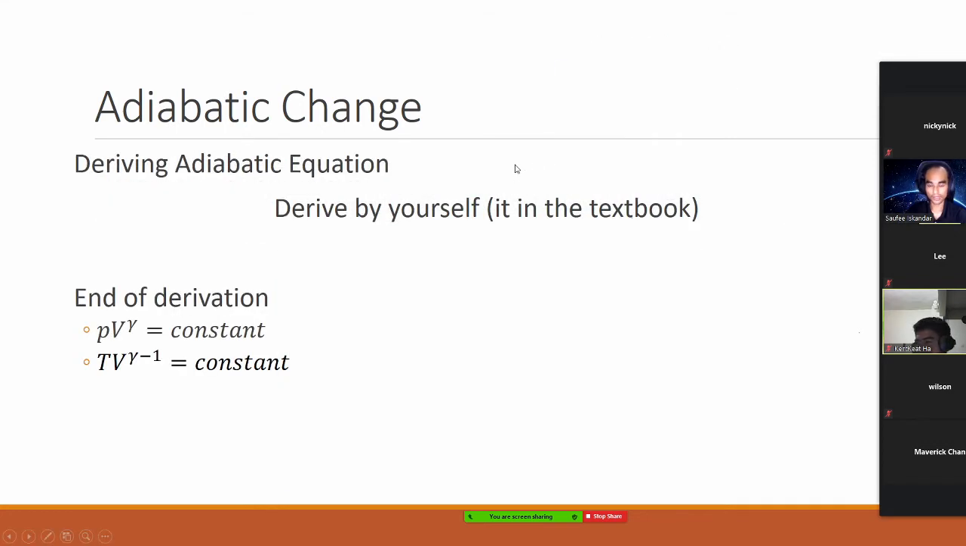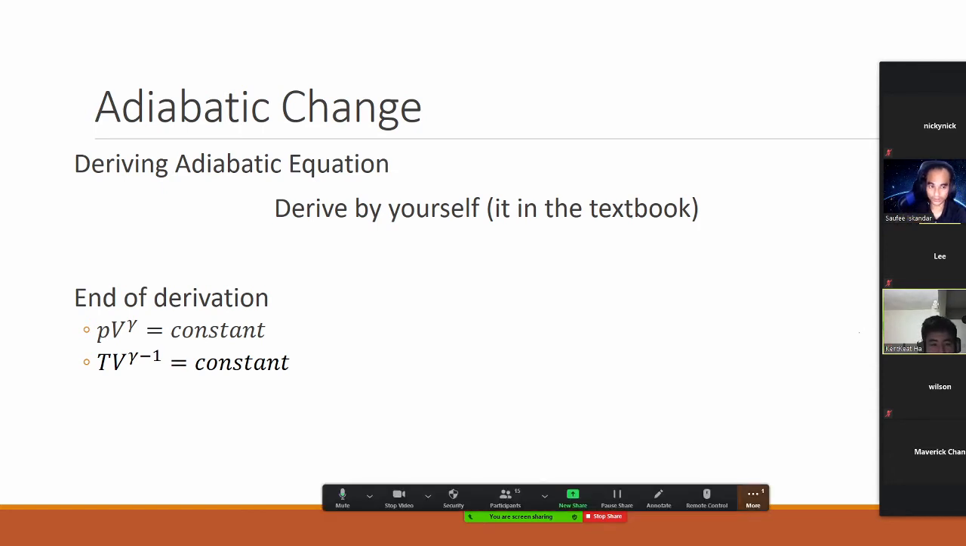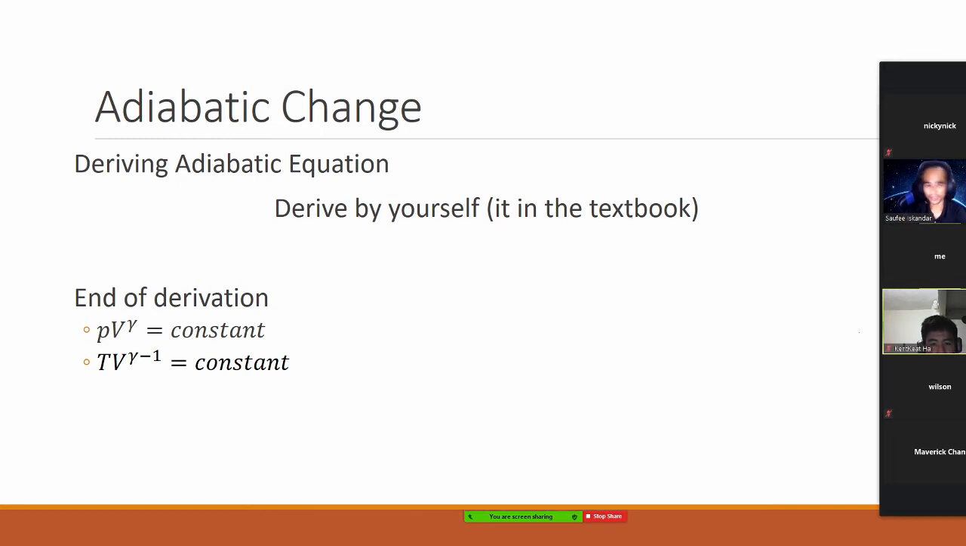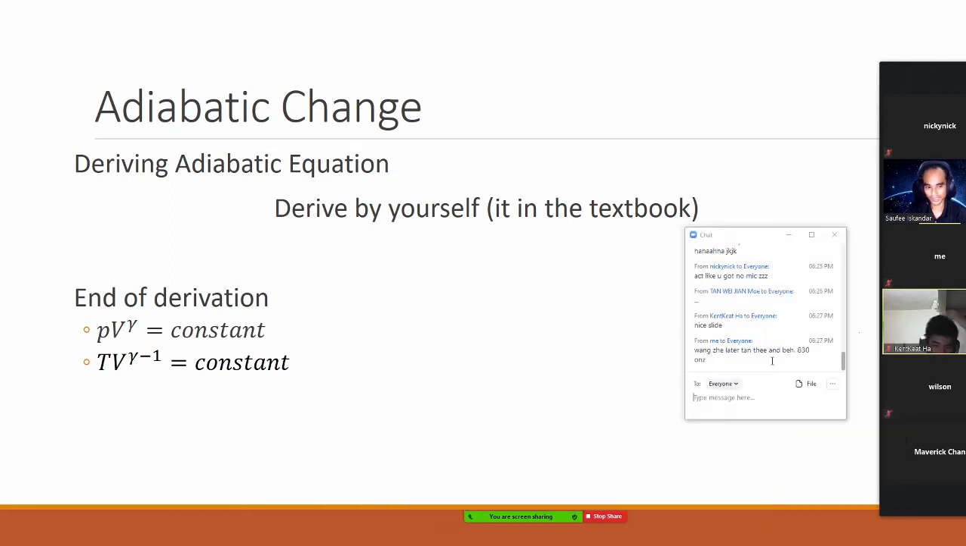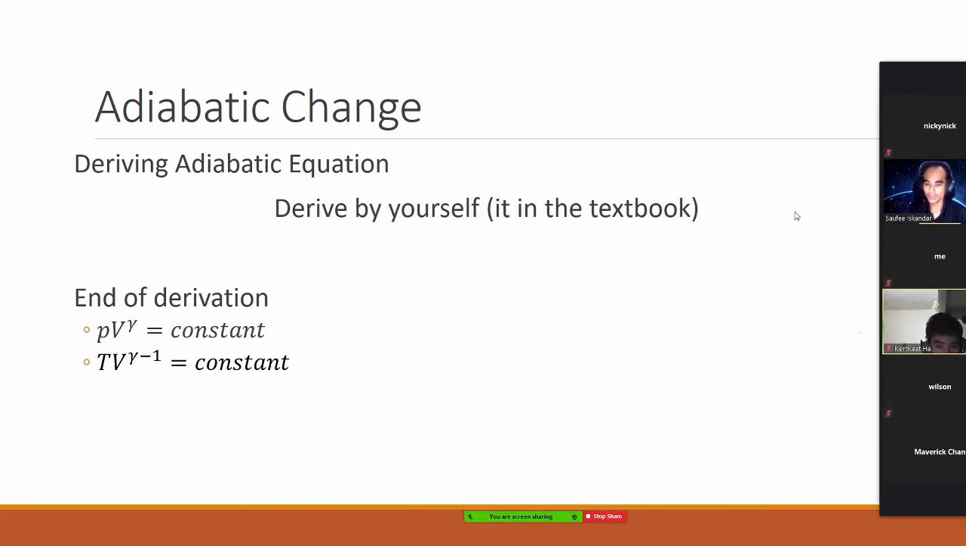Next part. The adiabatic equation you have to derive by yourself. It is inside the textbook, and you have to memorize it. The derivation will be very long actually.